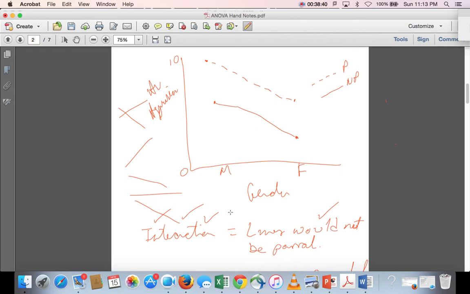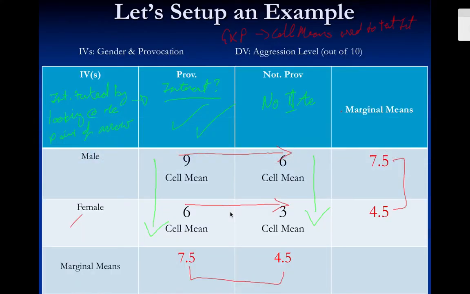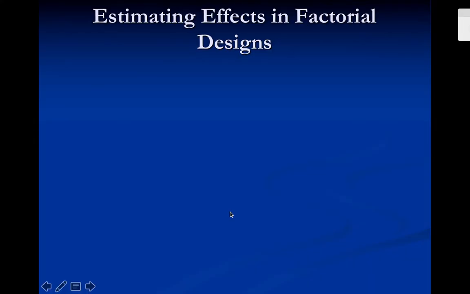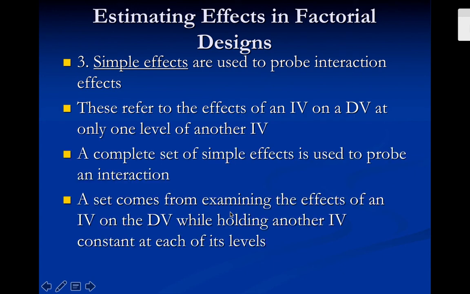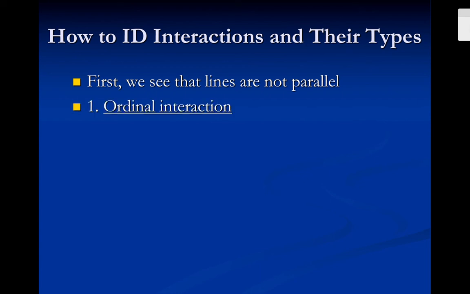The two types of interactions that we have, and let me skip forward to, I'll come back to this slide in just a second. If you guys are wondering what happened there, just don't worry about it. I'll come back to this one in just a minute. If we actually find that our lines are not parallel to each other, we have an interaction, right? So if our lines are not parallel, we have an interaction.